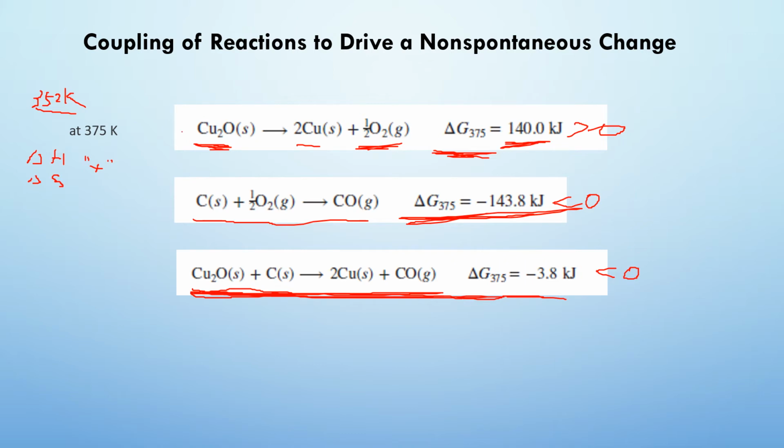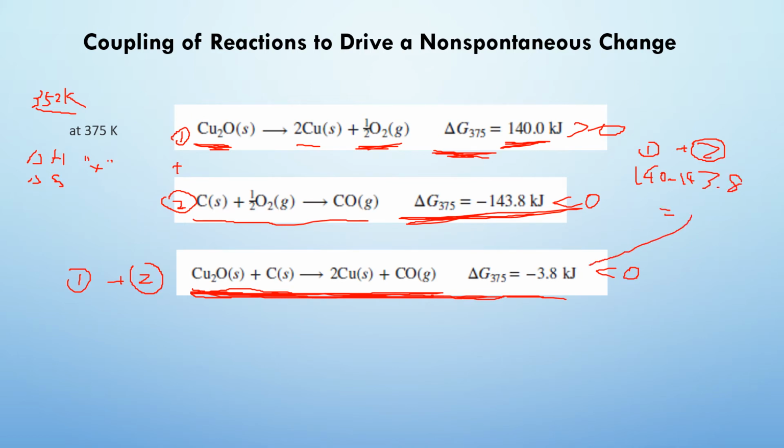So if we combine the first and the second reaction, which gives our target reaction, if we add 1 and 2, we get the reaction at the bottom. This is called the coupling of reactions. We have 140 from reaction 1, plus the delta G from reaction 2, which is negative 143.8. So overall, you have a negative 3.8 kilojoule.